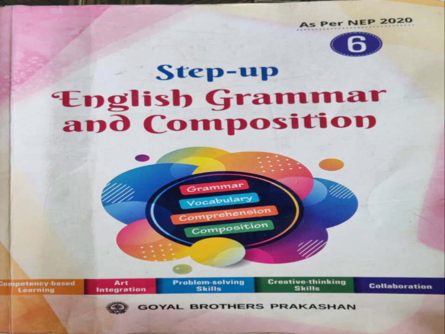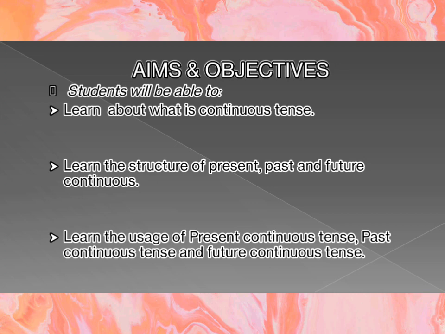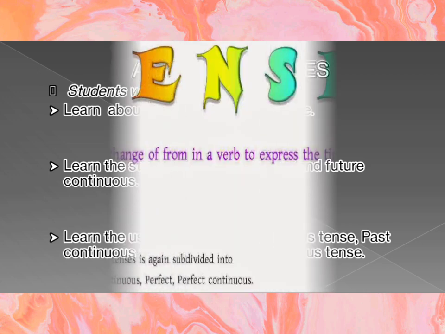So take out your Step Up English Grammar and Composition book. Today we are going to do chapter number 16, Continuous Tenses. Let's know first the aims and objectives of the chapter. We will be learning about what is continuous tense, learning the structure of present, past and future continuous tense, and learn the usage of present continuous tense, past continuous tense and future continuous tense.